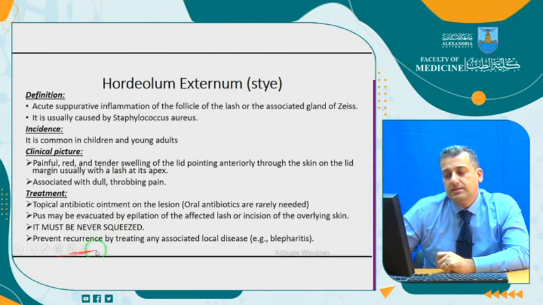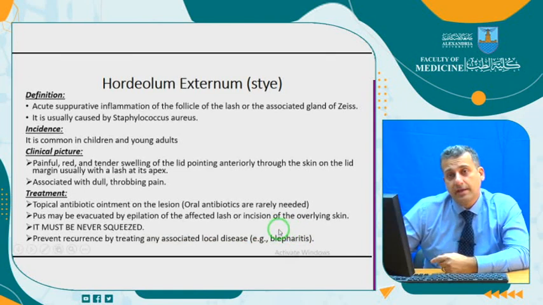To prevent recurrence, treat the associated local disease, for example blepharitis. Blepharitis can cause frequent presence of styes in the lashes because of the inflammatory nature of this condition.